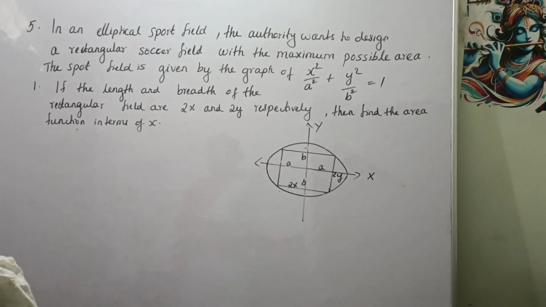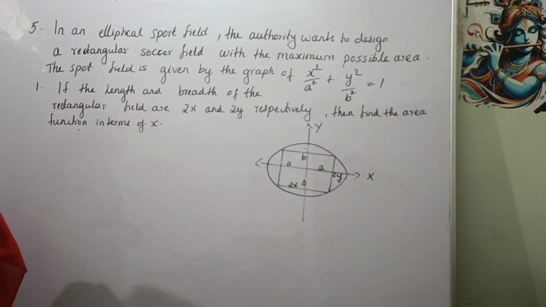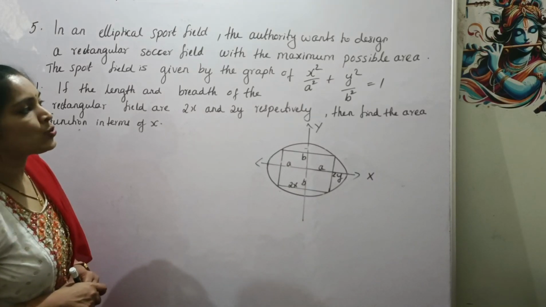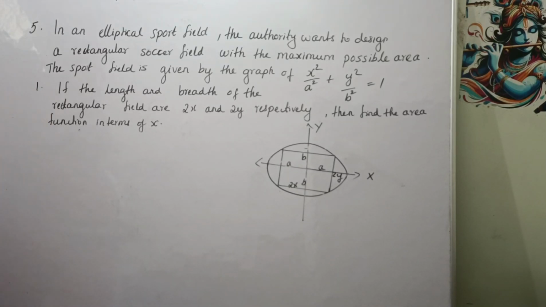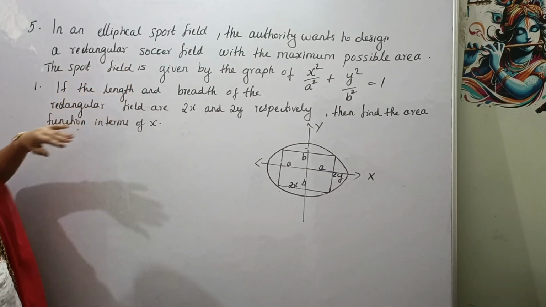Look at the next question. In an elliptical sport field, the authority wants to design a rectangular soccer field with the maximum possible area. The sport field is given by the graph of x²/a² + y²/b² = 1. So next, first question based on the above information.